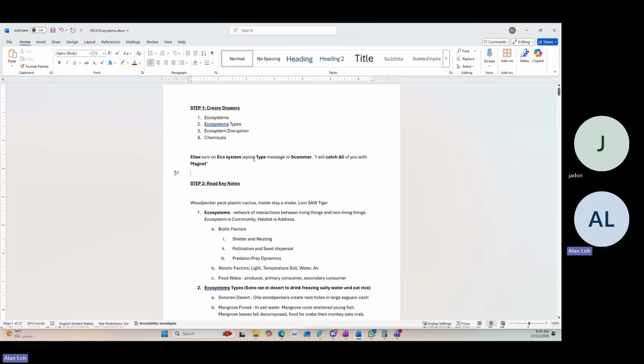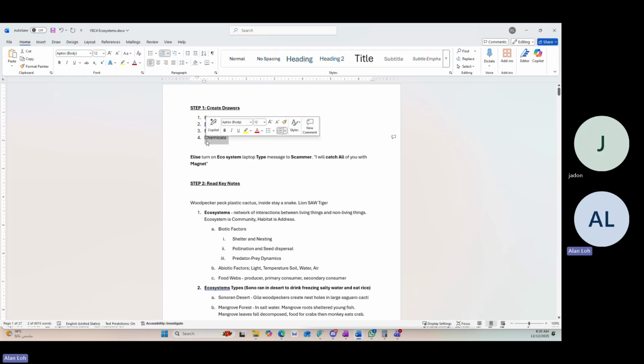Okay, then yes. So imagine Elise having this ecosystem laptop, and she typed a message to a scammer. Type represents the type, ecosystem type. To scammer is something that is disrupting. So I'm using scammer to represent disruptions. Somebody is disrupting the ecosystem, or somebody is disrupting us, a scammer. Then, I will catch all of you with magnet.